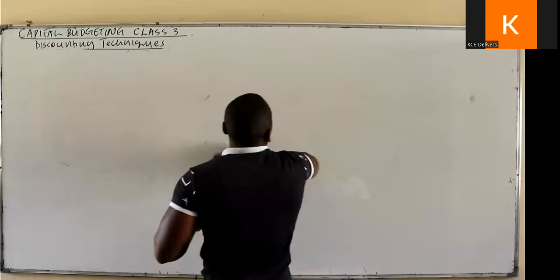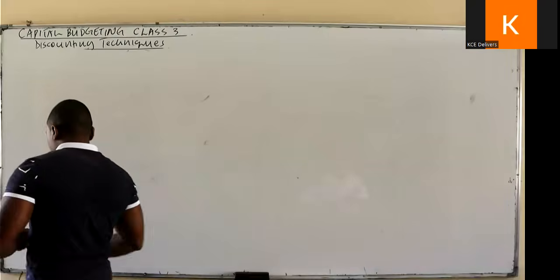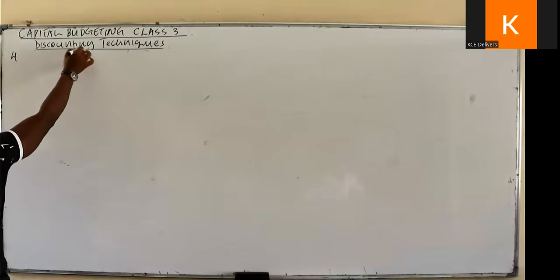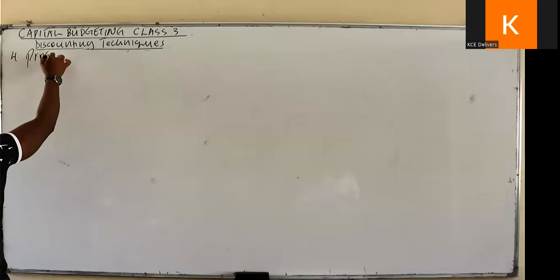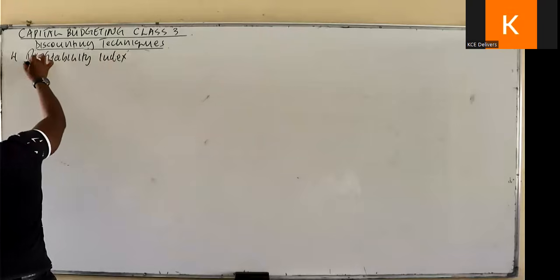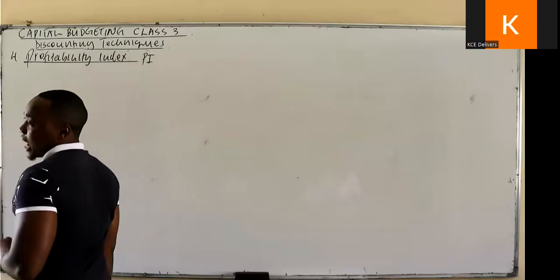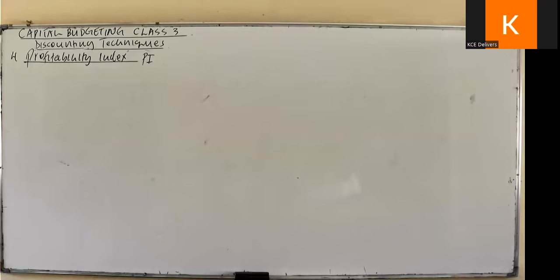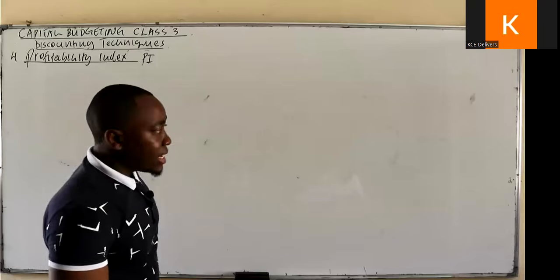We are looking at the discounting techniques. The other discounting technique, number 4, is the profitability index, PI. The profitability index is a relative measure of performance determined as follows.